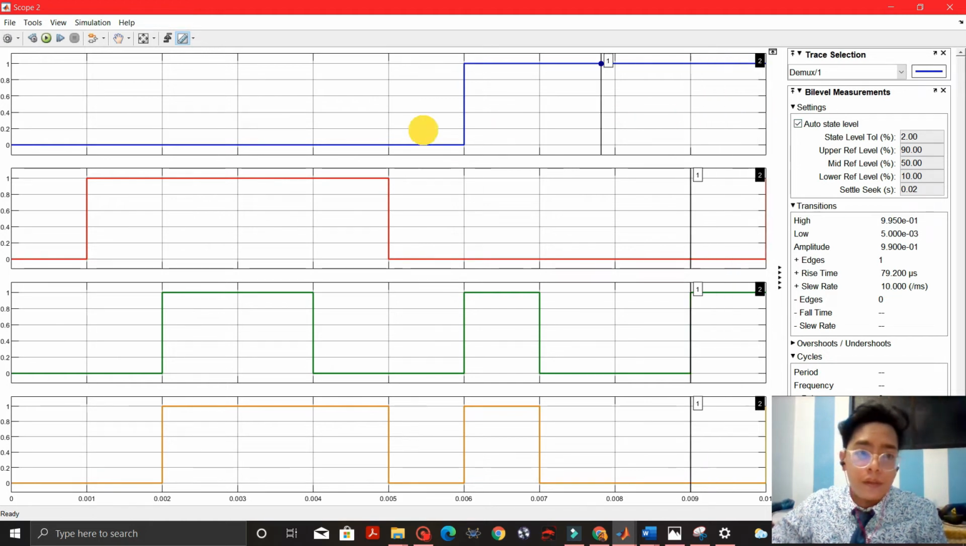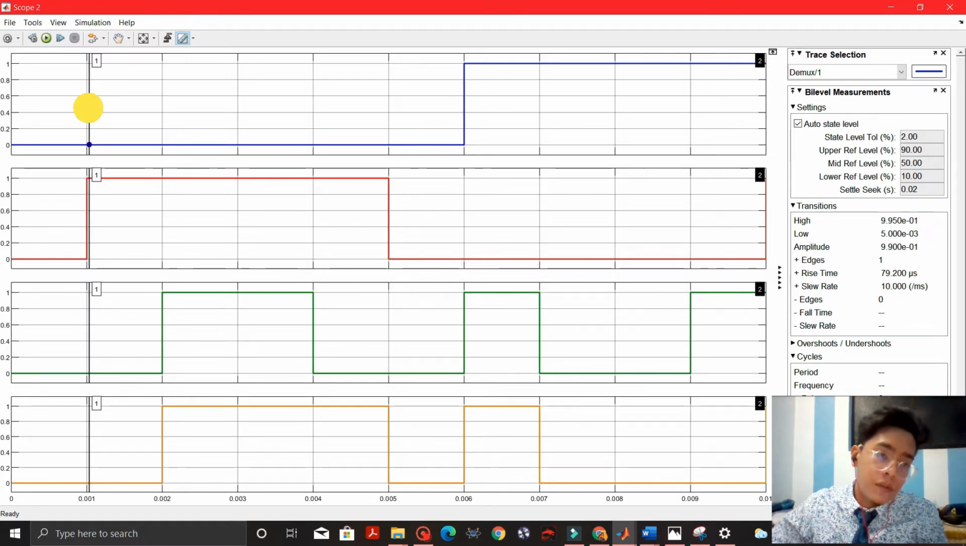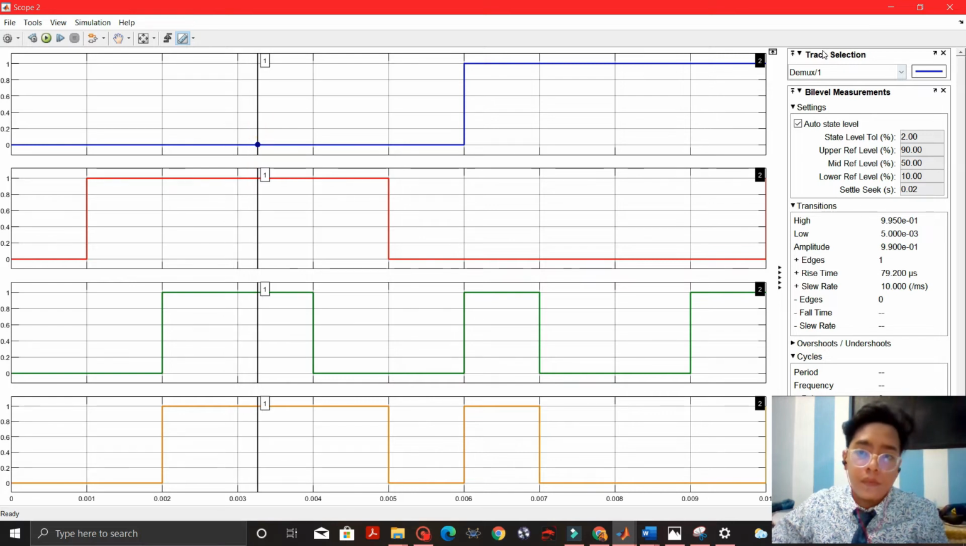we can read it to tabulate the table for 4-bit PCM. So this is how we read. We use the cursor measurement. Then this is 0, 0, 0, 0, and then 0, 1, 0, 0, 0, 1, 1, 1, and so on.